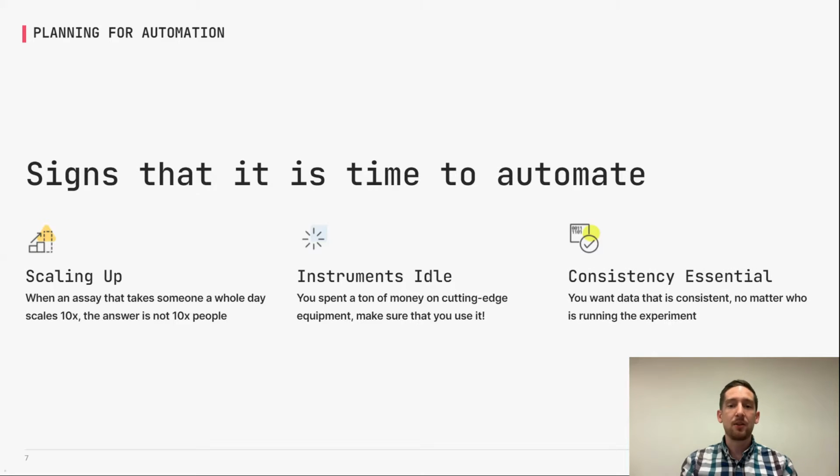And then another good reason to automate is when consistency is essential. The nice thing about automation is once you've developed a workflow, you can expect that workflow to run under those same conditions consistently and constantly. I'm sure we've all worked with different experiments or different assays where some people tend to have a little tighter data range than others. If you want nice, clean, reproducible data that's consistent across the board, automation can really help with that.